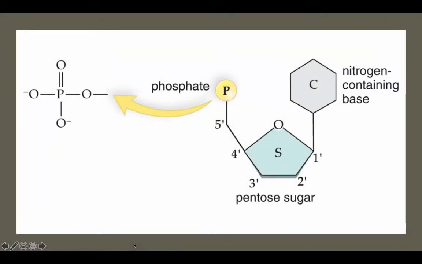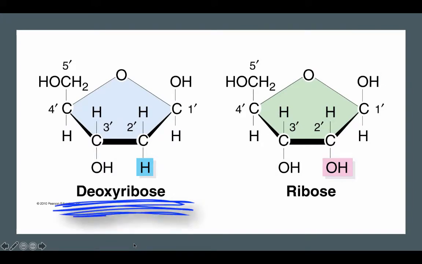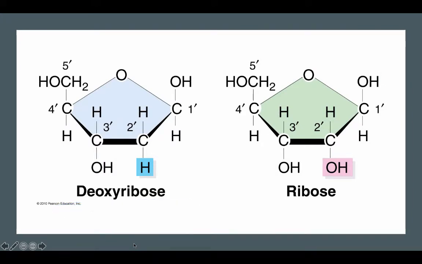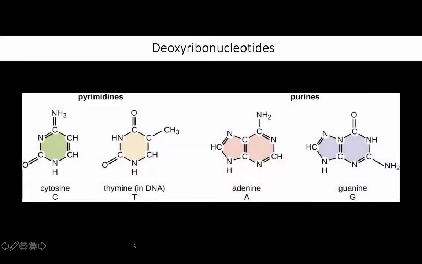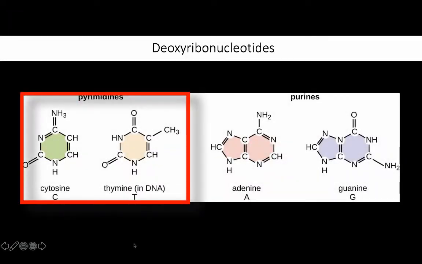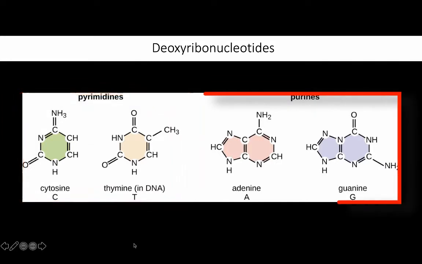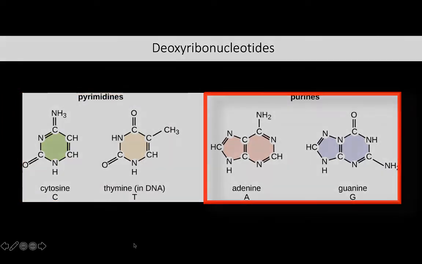RNA and DNA are both long molecules of polymerized nucleic acids. Nucleotides are monomers composed of a phosphate group, a pentose sugar, and a base. While DNA uses deoxyribose sugar, RNA uses ribose sugar with a hydroxyl group on carbon number 2. DNA nucleotides come in two varieties, the pyrimidines, consisting of cytosine and thymine, and the purines, adenine and guanine.